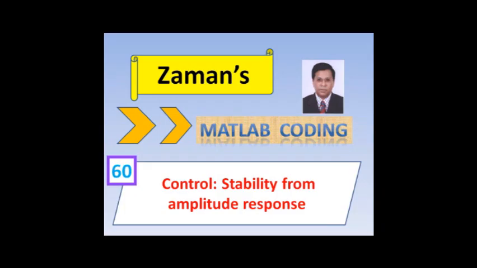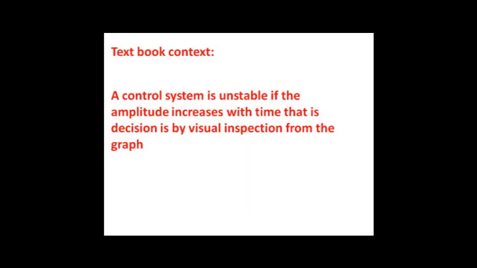In this episode, we'd like to discuss how one can determine the stability of a control system from amplitude response. A control system is unstable if the amplitude increases with time. That decision we can take by visual inspection of the output graph. So for that, we need to grab the output response first.